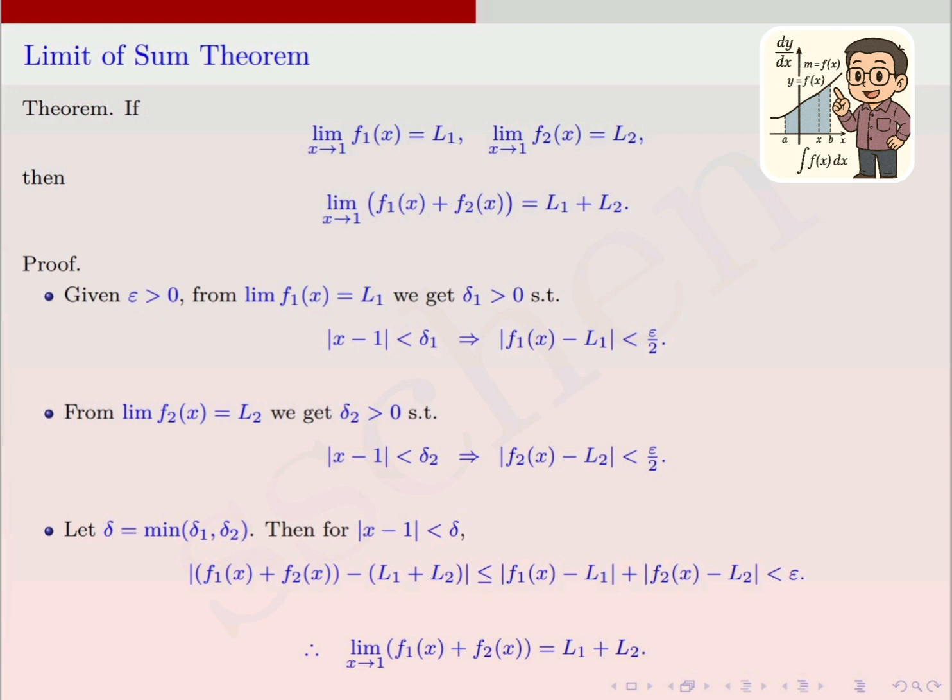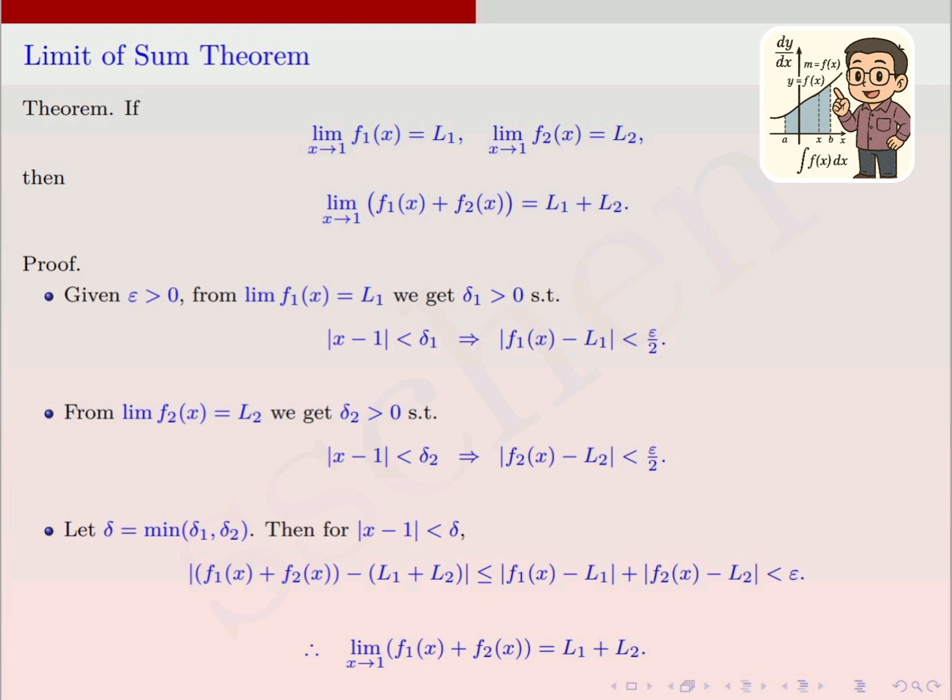First, the initial condition: as x approaches 1, the limit of the function f1 is L1. Next, the second condition: as x approaches 1, the limit of the function f2 is L2. Then, naturally, our conclusion is, as x approaches 1, the limit of the sum of these two functions, f1 plus f2, will be equal to L1 plus L2. Doesn't that sound just like common sense?